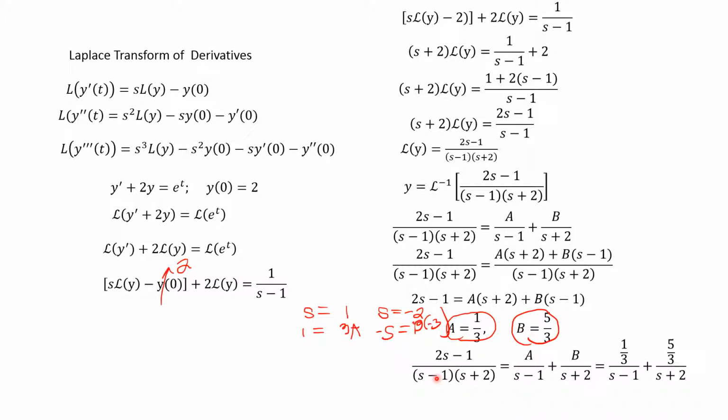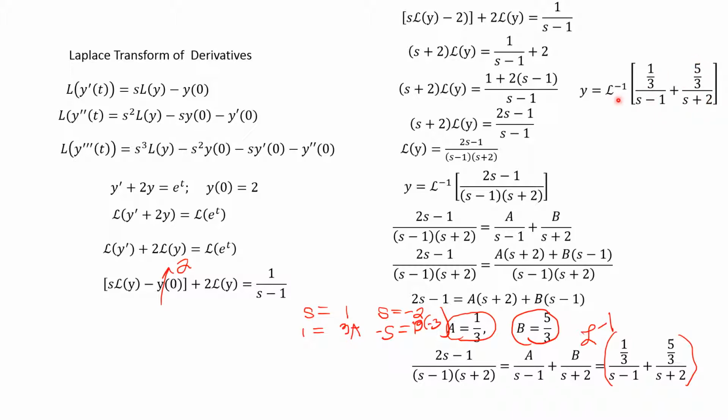Okay, (2s minus 1) over (s minus 1)(s plus 2) is A over (s minus 1) plus B over (s plus 2). And we know the value of A already. That's 1/3 over (s minus 1) plus 5/3 over (s plus 2). Next, we get the inverse here. Go back here. Now remember that we now have the inverse of what? We now have the inverse of this. This one should be inverted. That's why you have this: the inverse of 1/3 over (s minus 1) plus 5/3 over (s plus 2).